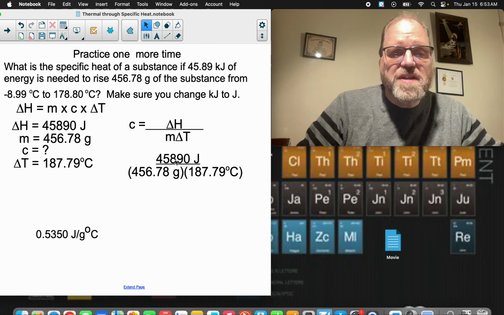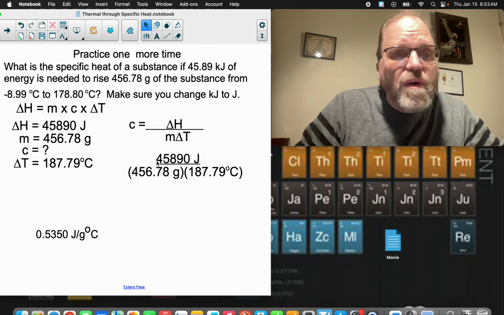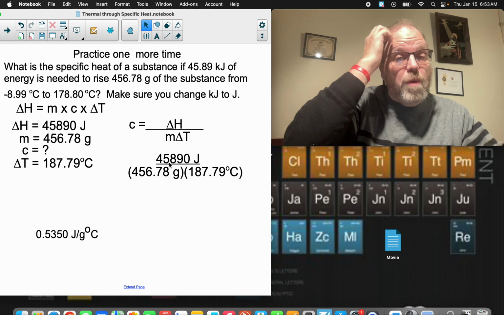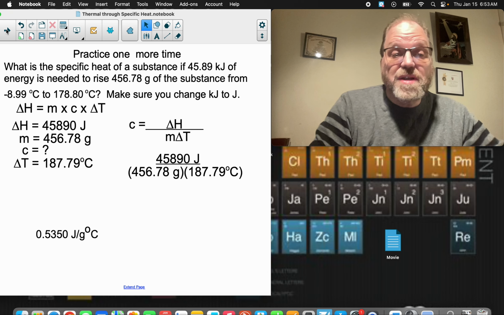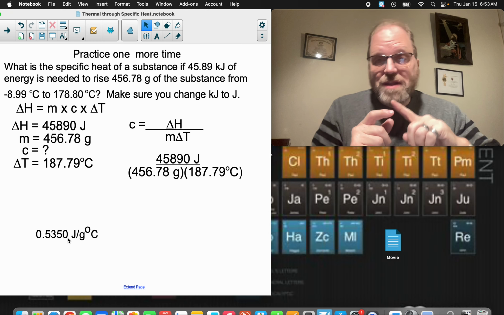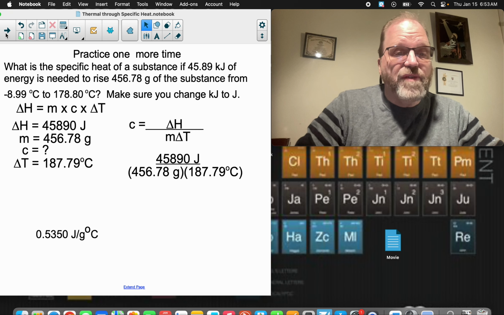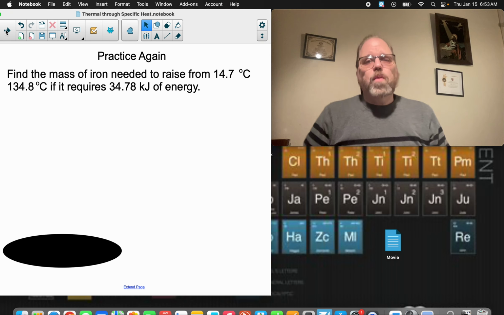Remember, we have 4 sig figs here, 5 sig figs, and 5 sig figs. So 4 sig figs is the least number, so that's what we can have in our answer. 0.5350. Remember that the 0 after a number, after a decimal, shows exactness. It is significant. Alrighty, let's do one more problem.